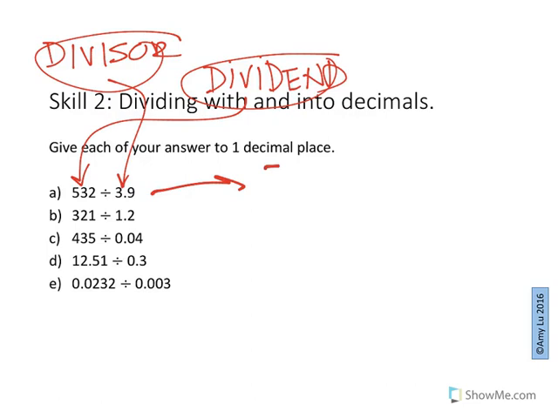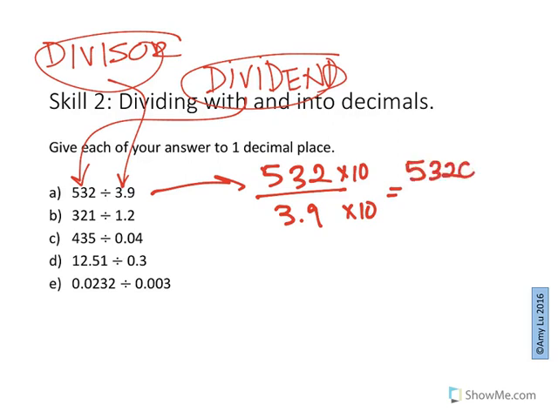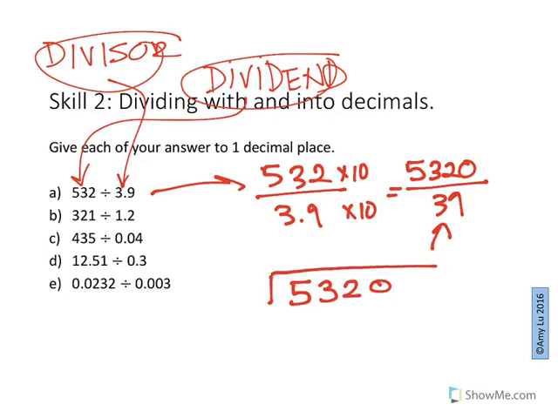If I were to rewrite this as a fraction, 532 divided by 3.9. Now, we don't usually want decimal numbers in fractions. So what do we do? You can make an equivalent fraction by multiplying the top and the bottom by 10. That will transform this into 5,320 divided by 39. Now that we have a whole number as the divisor, we can divide this. So let's write it out using the standard method commonly used in North America.